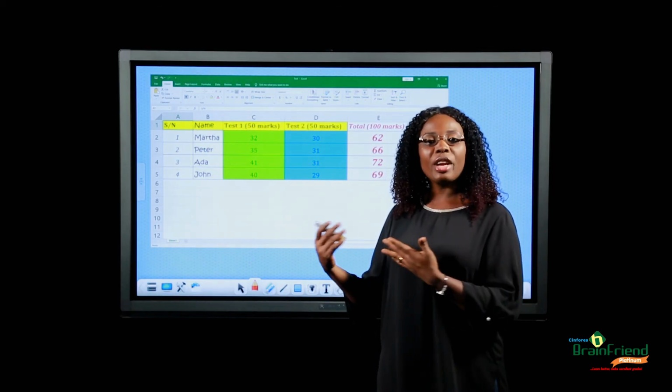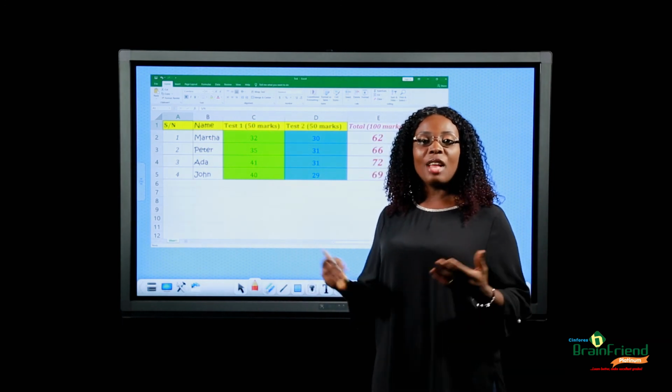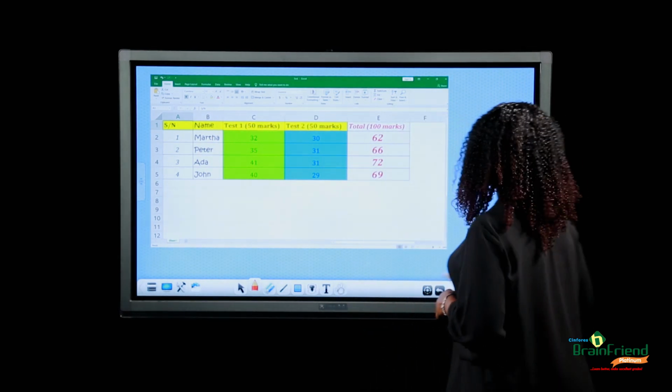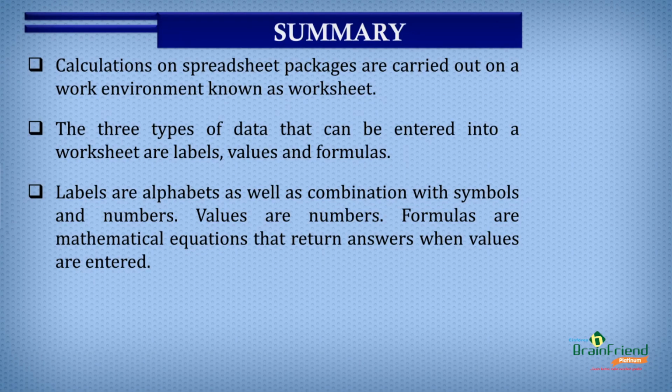You see, we're able to create this during the course of this lesson. And with this, we've come to the end of this lesson. But before we leave, let's have a quick summary. First, we learned that calculations on spreadsheet packages are carried out on a work environment known as worksheets. Secondly, we learned that the three types of data that can be entered into a worksheet are labels, values, and formulas. We also learned that labels are alphabets as well as combination with symbols and numbers. Then values are numbers, and formulas are mathematical equations that return answers when values are entered.